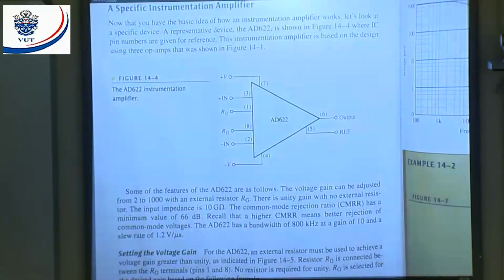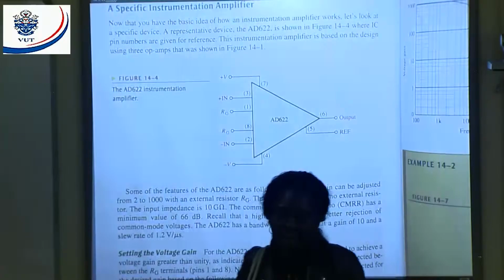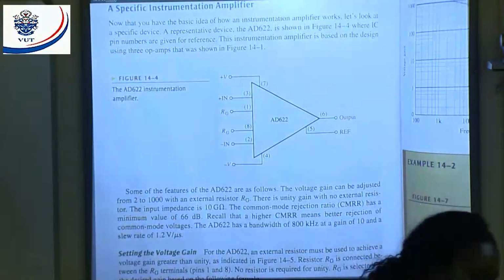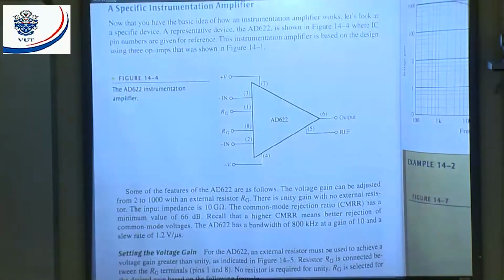The input impedance is 10 giga ohm. That means we've got a fairly high input impedance. The common mode rejection ratio has a minimum value of 66 dBs. Recall that the higher the common mode rejection ratio means better rejection of the common mode voltages. They say the AD622 has a bandwidth of 800 kilohertz at a gain of 10 and a slew rate of 1.2 volt per microsecond. You know about bandwidth, you know about slew rate.